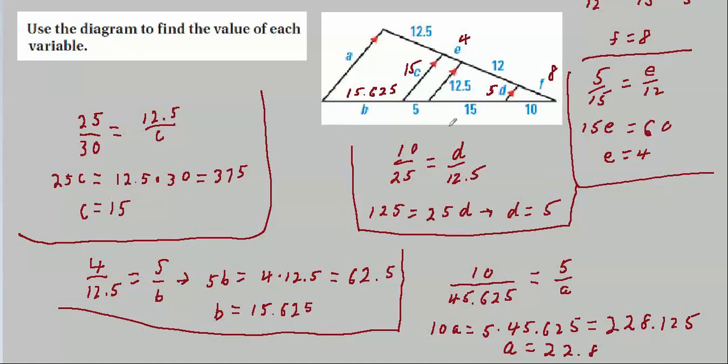So we can put that up here. And now I think we have found every single measurement. We found F, E, D, C, B, and A. There's nothing here we don't know. Well, that's about it.